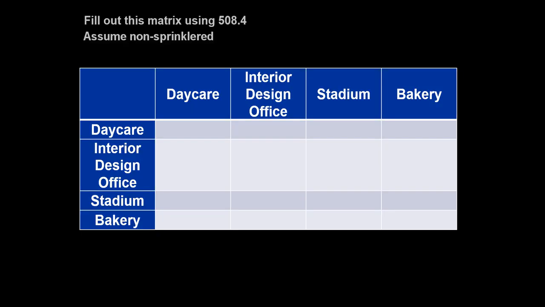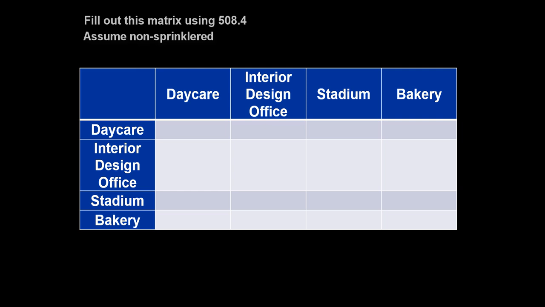This one's a little different. We've got different uses, and we may consider putting these two types of uses together side by side. So the question is, do there need to be any hour-rated walls between the different types of uses? One of the first things you're going to want to do is determine what these are. In other words, what is a daycare, what occupancy type? And then interior design office, a stadium, and a bakery. We're assuming they're going to be put right adjacent to each other, and if it has to be a rated wall, what do they need to be?